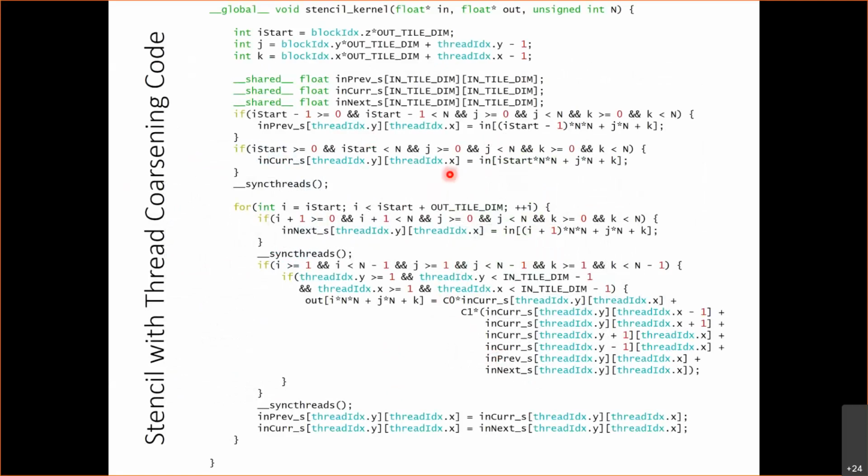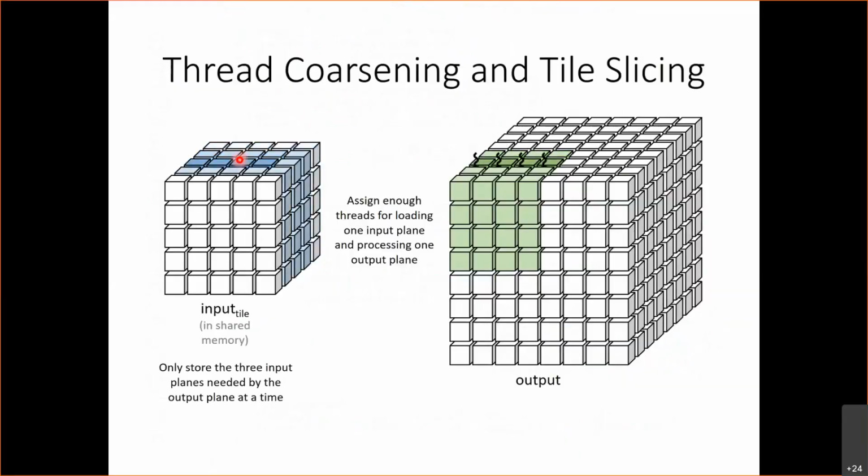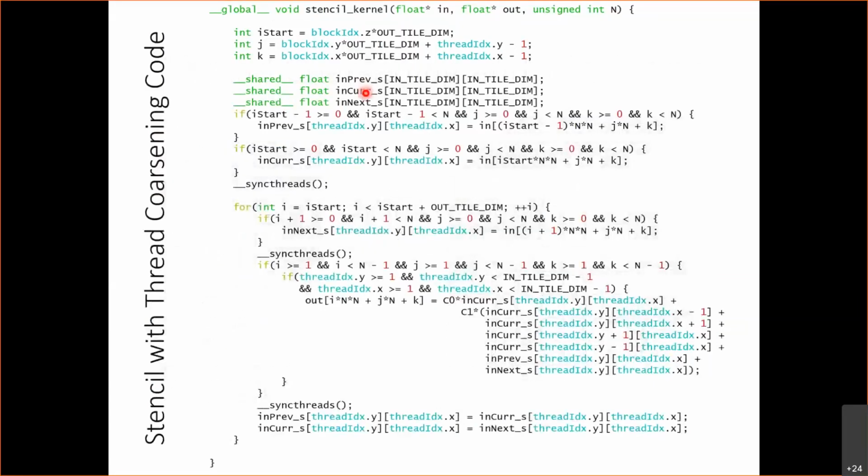And the idea here is that I declare three shared memory arrays, one for the previous. So in every step, I have three planes: the current plane, the previous plane, and the next plane. So I'm going to declare three arrays in shared memory: previous, current, and next. I'm going to initialize the previous and the current plane. And then on every iteration, I load the next plane. I do the stencil computation for the output plane using the current, the previous, and the next plane.